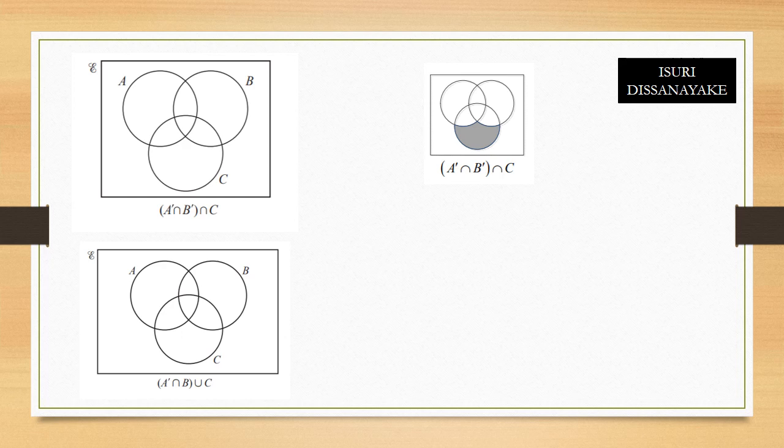Next one, A complement intersect with B union with C. So firstly, you're going to figure out what is A complement and B. So A complement means excluding A, common with B, that is this part. So firstly, you can shade that A dash intersect with B, that is over here, and this is union. Union means color everything. You have to color everything in C as well. So color C and not A intersect with B. So this is how it looks like.